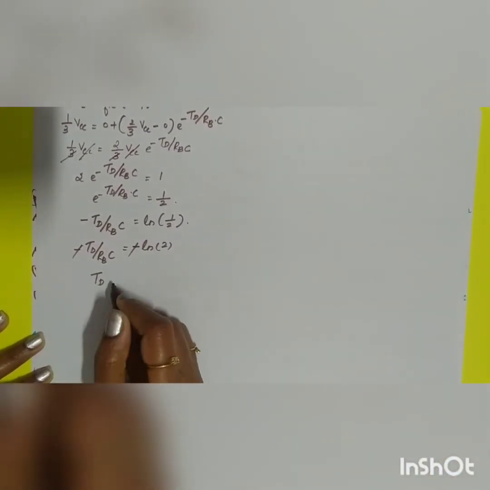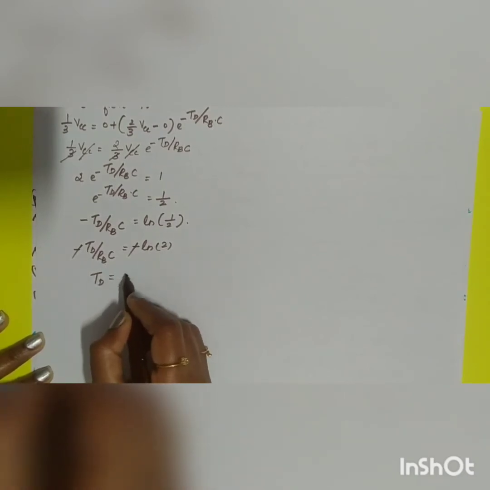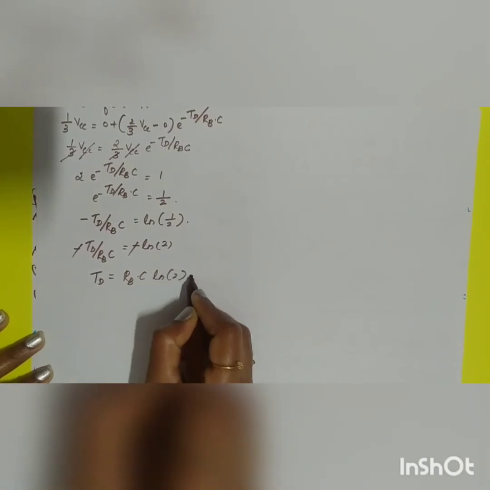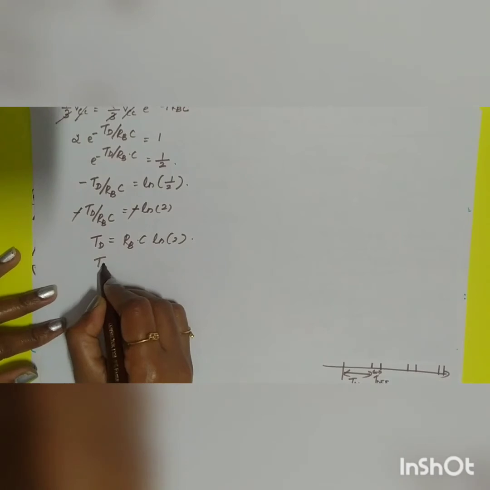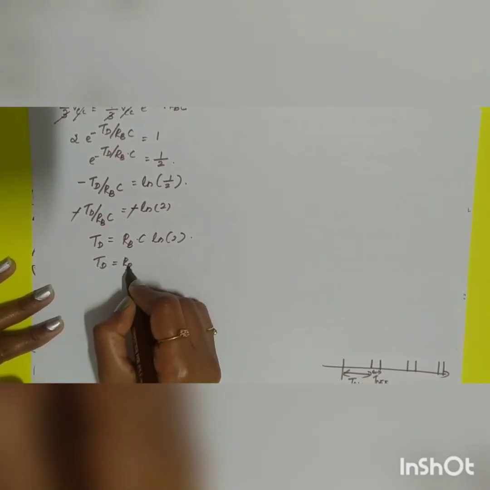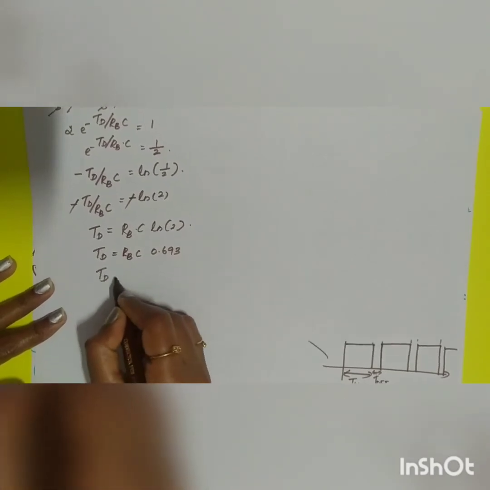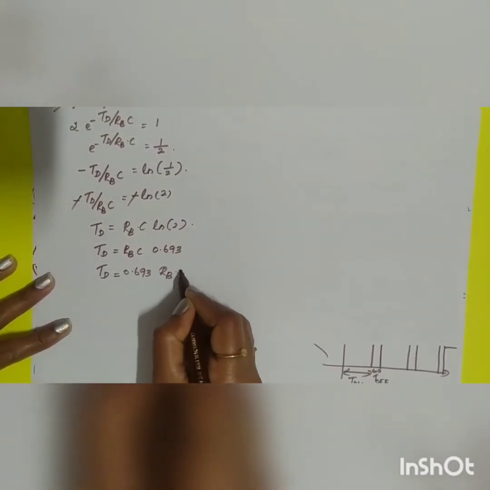So what will be your value? I am taking Rb into C to the other side. So Td is equal to Rb into C into ln 2. So now what will be your value? Td will be equal to Rb into C into 0.693. So I can write that Td is equal to 0.693 into Rb into C.